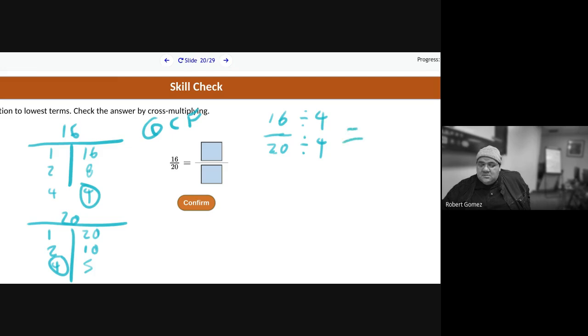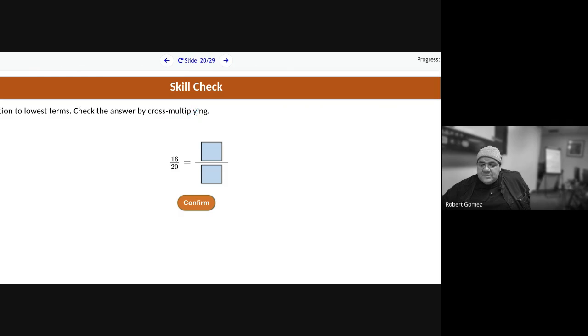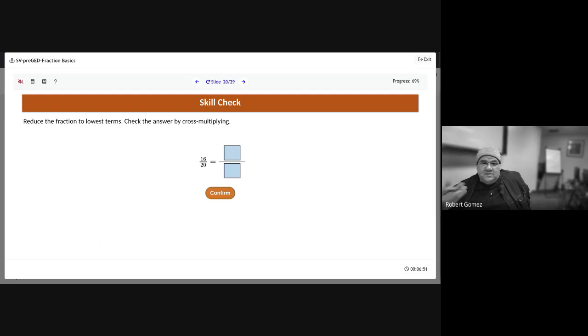That is going to give us 4. And then we take 20 divided by 4, and that's going to give us 5. And so we have reduced 16 twentieths to 4 fifths, and we cannot simplify any more than that. So that's kind of how we do it, or at least, that's how Aztec has you do it. Like I said, there's a couple of ways we could do it, but that's one of them.